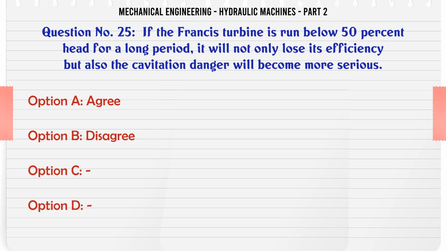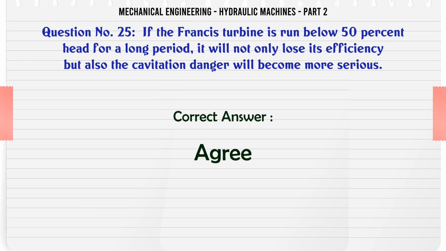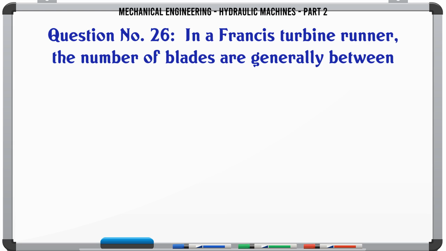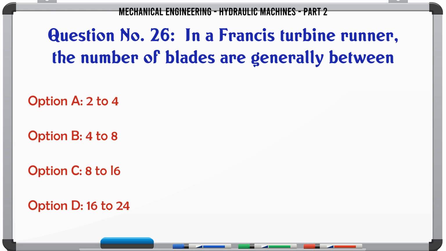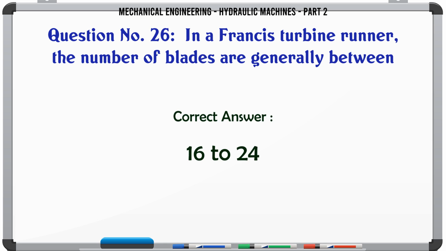If the Francis turbine is run below 50% head for a long period, it will not only lose its efficiency but also the cavitation danger will become more serious. A. Agree. B. Disagree. C. D. The correct answer is agree. In a Francis turbine runner, the number of blades are generally between A. 2 to 4, B. 4 to 8, C. 8 to 16, D. 16 to 24. The correct answer is 16 to 24.